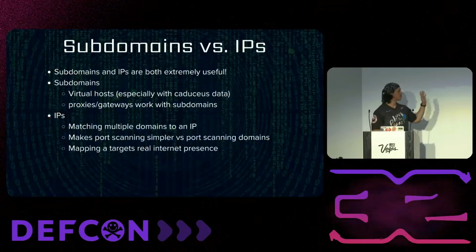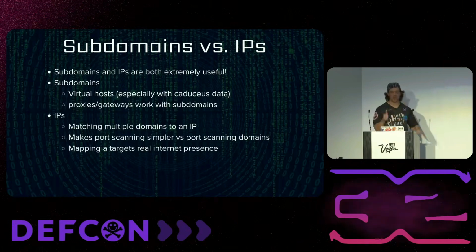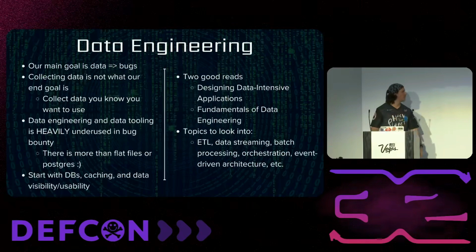So subdomains versus IP addresses, they're both extremely useful for those reasons. So use both. I track subdomains and IPs, and I cross-reference them. Track both. Do not just make subdomains your primary key in a database. Do not just make IPs. Do both, please, for those reasons. Okay? Look into data engineering, please.